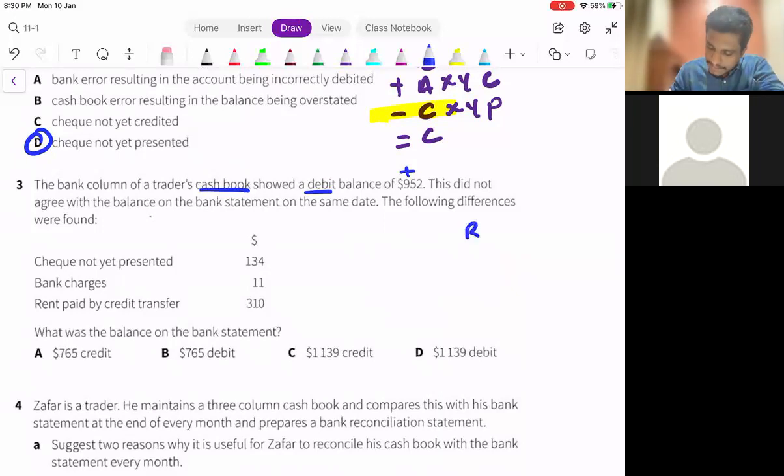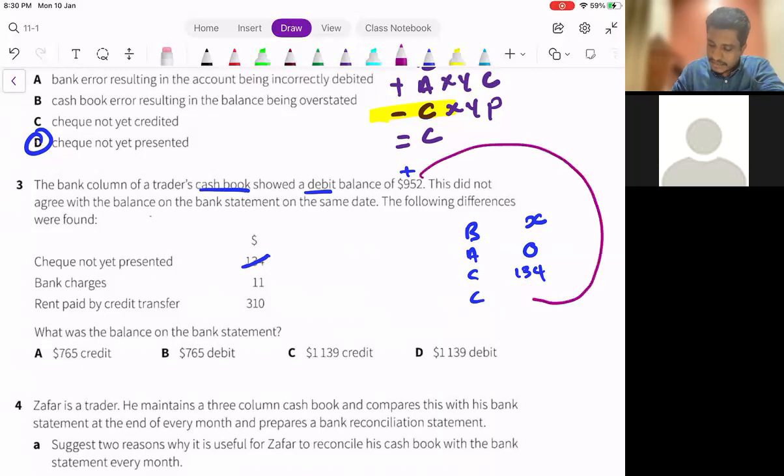You can follow the BACC formula. The bank statement balance, I don't know, let it be X. Amount not yet credited, there's no amount not yet credited, so it will be 0. Cheques not yet presented is 134. Okay, and how much is the cash book balance? Is it 952? No, 952 is not updated. You haven't updated the balance. So what you need to do? You need to update the cash book first.